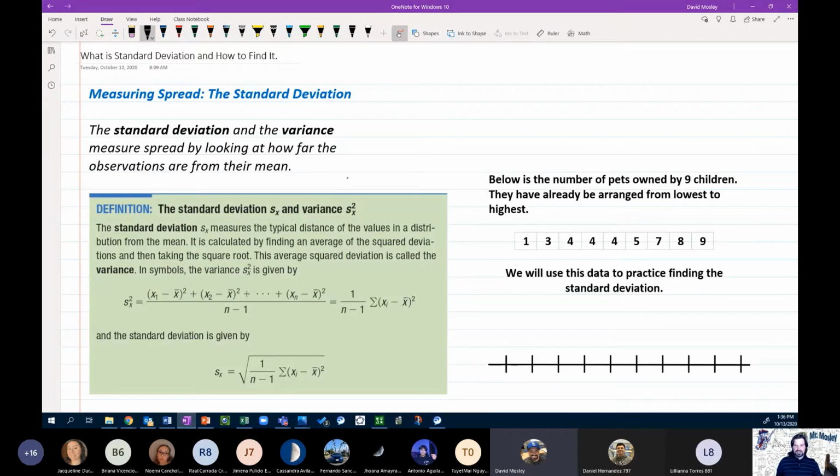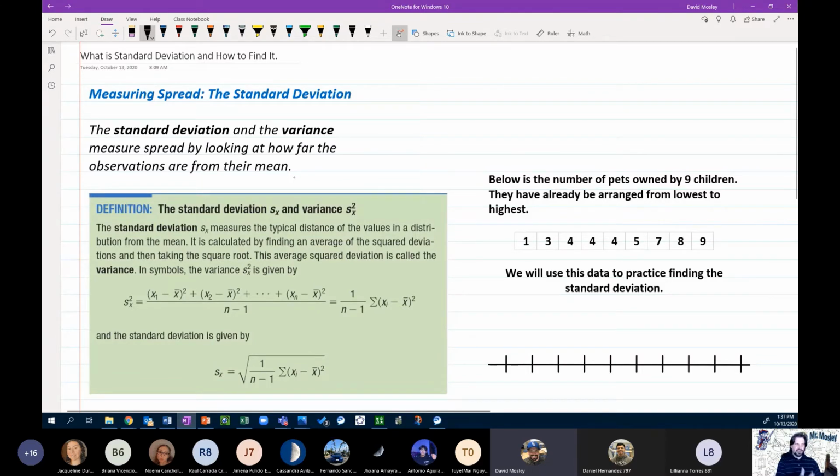It really only makes sense for a small data set. The data set we're going to do the example with has 9 data points or 9 observations, and that is manageable. We can do that. And again, measuring spread, the standard deviation is another way to measure how spread out my data is. That's the whole point. How varied is it? The standard deviation and the variance measure spread by looking at how far the observations are from their mean.